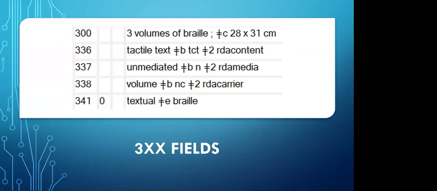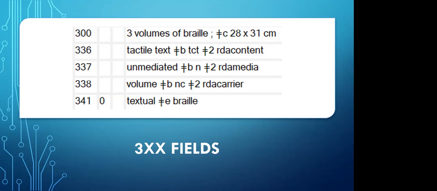Okay, let's talk about the 3XX fields. So the 300 field is for physical description, and of course this will vary depending on what book or books you have. In this case, this was a 3-volume set, and the dimensions were 28 by 31 centimeters. Very rarely will a Braille book have illustrations for obvious reasons.